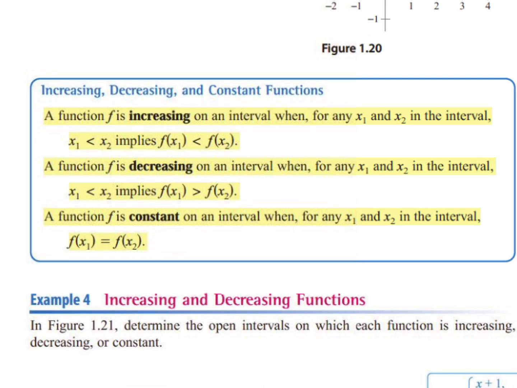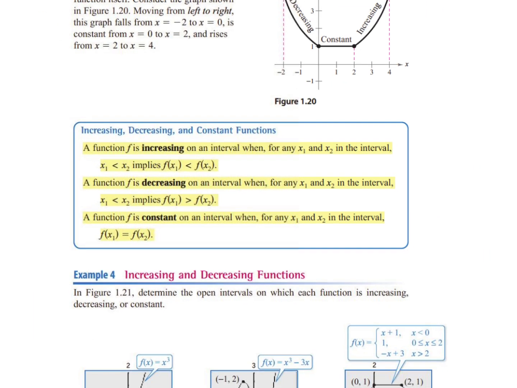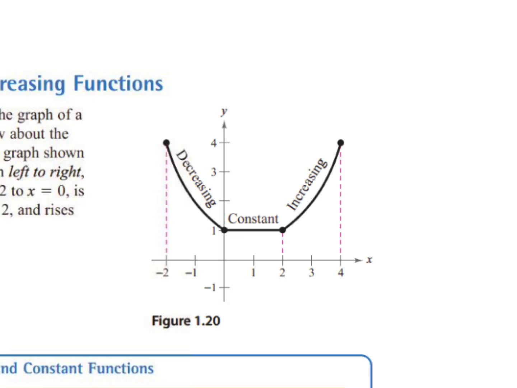So if you read this, a function is increasing on an interval when for any x1 and x2 in the interval, x1 is less than x2 implies that f of x1 is less than f of x2. Does that make sense? Right, that's math talk, right? That's not how we're going to say it. We're going to look at this.